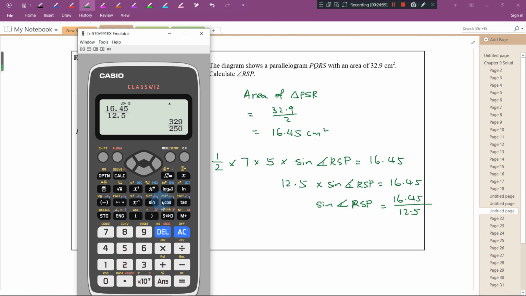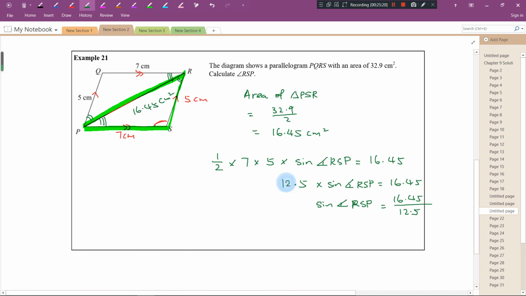Then this is actually equal to 1 point something. Okay, let me check this one. 1 point something, right? So if you want to find this angle, you shift, then you press sine, answer. You will have some problem over here. Error. So this is actually not correct. Where's my mistake? Okay, my mistake is actually over here. 7 times 5 divided by 2, it should be 17.5. Okay, so this is not correct. So this is 17.5.